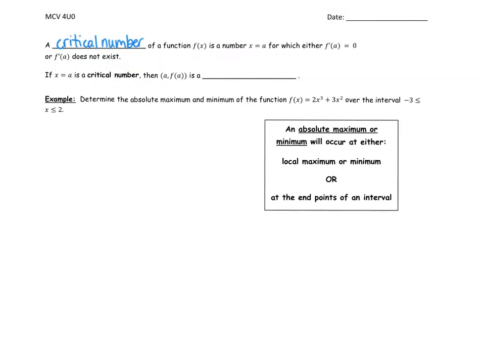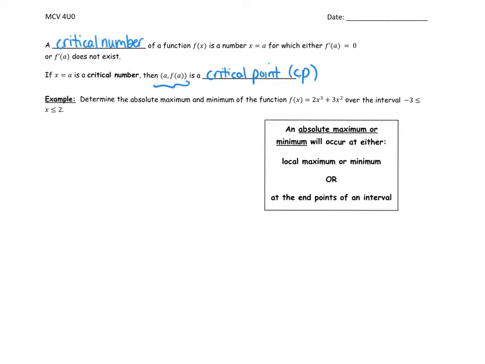One other definition here from yesterday, we learned that a critical number of a function is a number, so an x value for which either the first derivative at that value equals 0 or the first derivative does not exist, i.e. comes from the denominator. So if x equals a is the critical number, then I just want to make sure that you understand that this, of course, would be called a critical point, if you want CP for short. Okay, so let's look at our first type of question today.